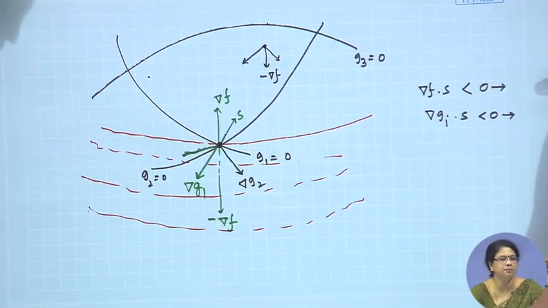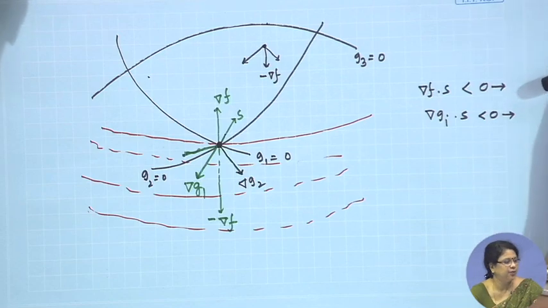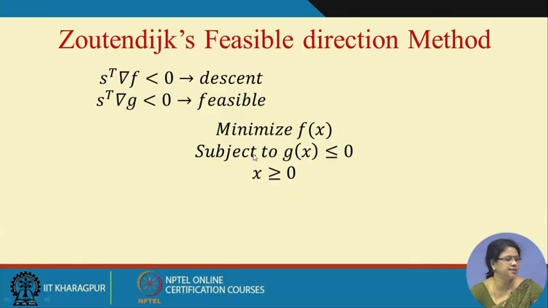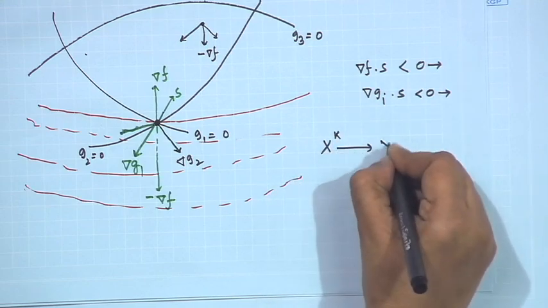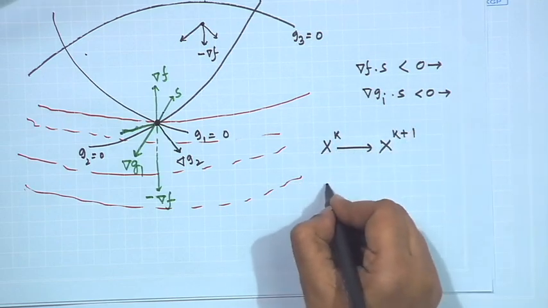Now, if we consider a minimization problem of type minimization of f(x) subject to g(x) less than or equal to 0, we can see that the descent direction, since this is the minimization problem, is S transpose grad f less than 0, and S transpose grad g less than 0 is the feasible direction. Direction means what? If you remember, I was saying that if I start my journey from point x_k, then I will move to the point x_{k+1}. How?